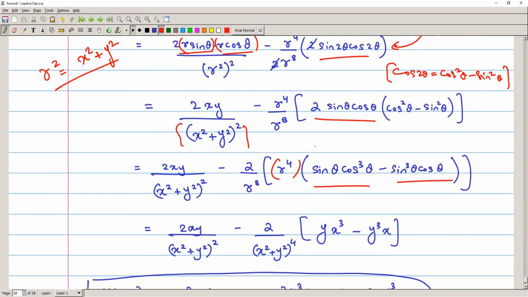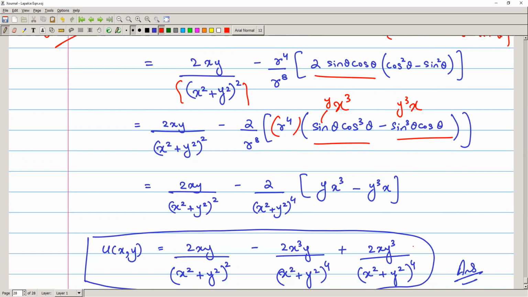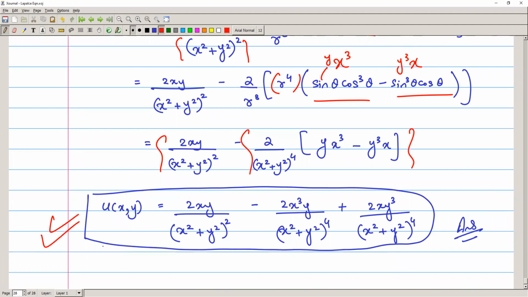Sine theta cosine cubed theta means r times sine theta will be y, and r cubed times cosine cubed theta will be x cubed. And similarly here, r cubed times sine cubed theta is y cubed, and r times cos theta is x, right? So now we have the final solution in the form 2xy over (x squared plus y squared) to the power 2 minus this function, right? So again, we have the final particular solution, and we have converted to the Cartesian form.